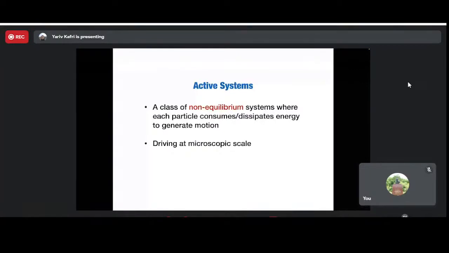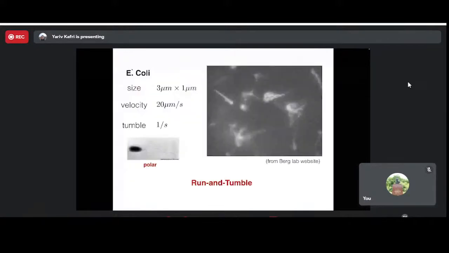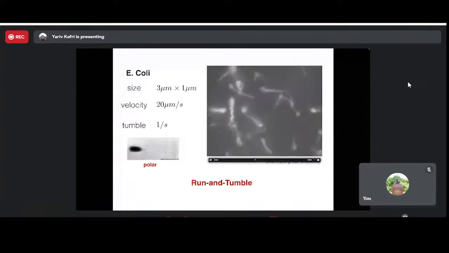There are many motivations for studying active systems. The first ones were actually biological, and I'm giving a simple example here of E. coli bacteria. E. coli bacteria are about a micron in size, and what I'm showing you is a really old movie from the Howard Berg lab. If you track the E. coli bacteria, you notice that their motion is roughly such that they move in straight lines for about a second. Once every second, they stop, choose a new direction, and move in a new direction, and that's called a tumble.